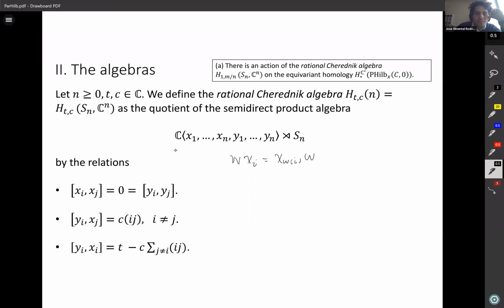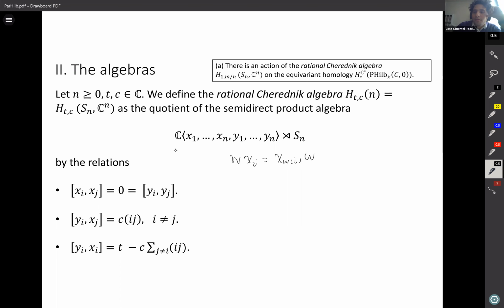By some relations, the x's commute, and the y's also commute. What is interesting is that when I try to move a y past an x, I pick up some terms. These terms depend on two constants, t and c, which are complex numbers. The commutator of yi with xj, when i is different from j, is c times the permutation ij. And the commutator of yi with xi is t minus c times the sum of all these permutations ij.